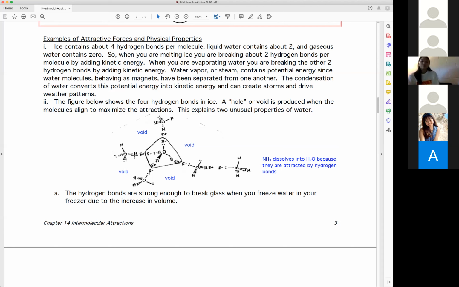Here's the OH in one molecule. Here's the O in the other molecule. So you can see this will be in the solid state. Now, when you heat ice up, it starts to melt. When you get into water, liquid water, every water molecule has about 2 hydrogen bonds. So you're not totally independent, but you can move around.